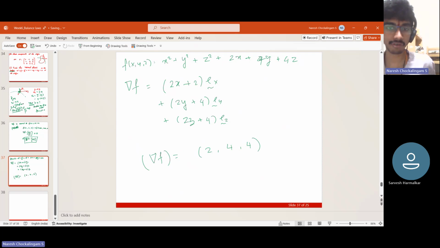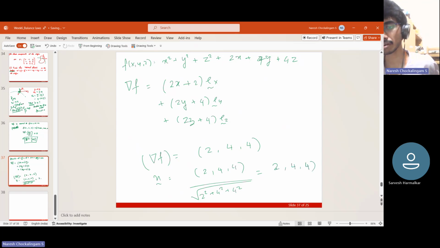But this is the gradient. We want a normal, so normalize it. It is 2, 4, 4 divided by the length of the vector, which is the square root of 2 square plus 4 square plus 4 square. 4 square is 16, 16 plus 16 is 32, 32 plus 4 is 40. So you get 2, 4, 4 by square root of 40.